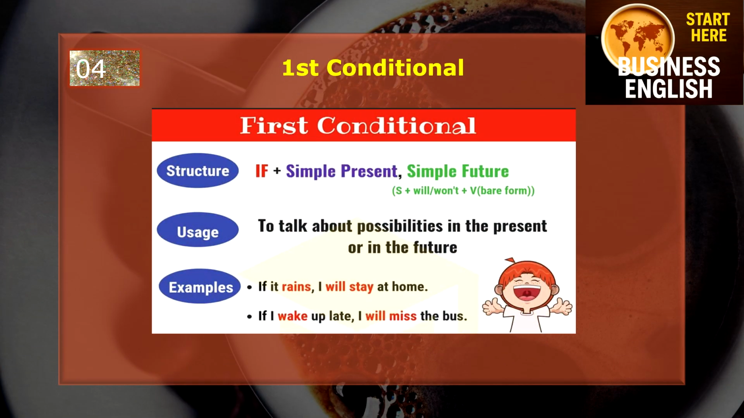Okay, so here we go. First conditional, and now we have a photo showing us the first conditional rule. So we have the structure. The structure is also simple. We have if plus simple present and then simple future, which means will or will not plus the bare form of the verb. Usage. We use it to talk about possibilities in the present or in the future.